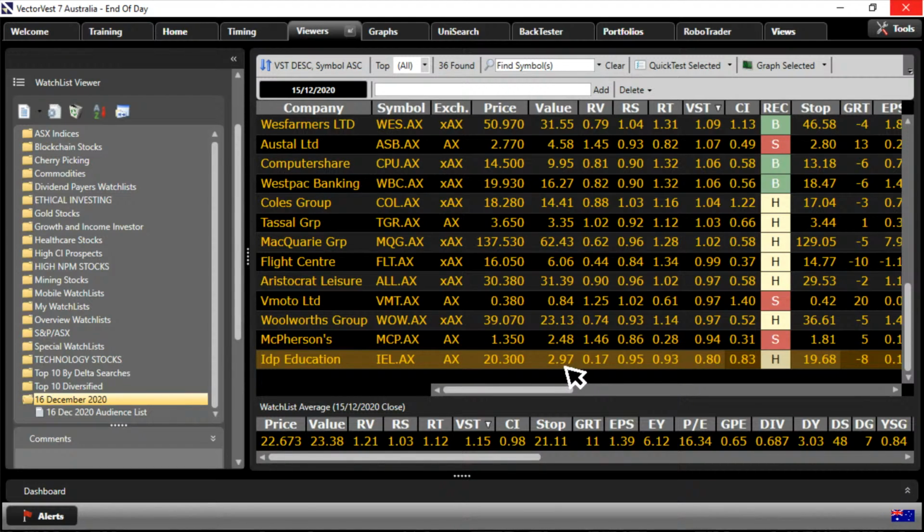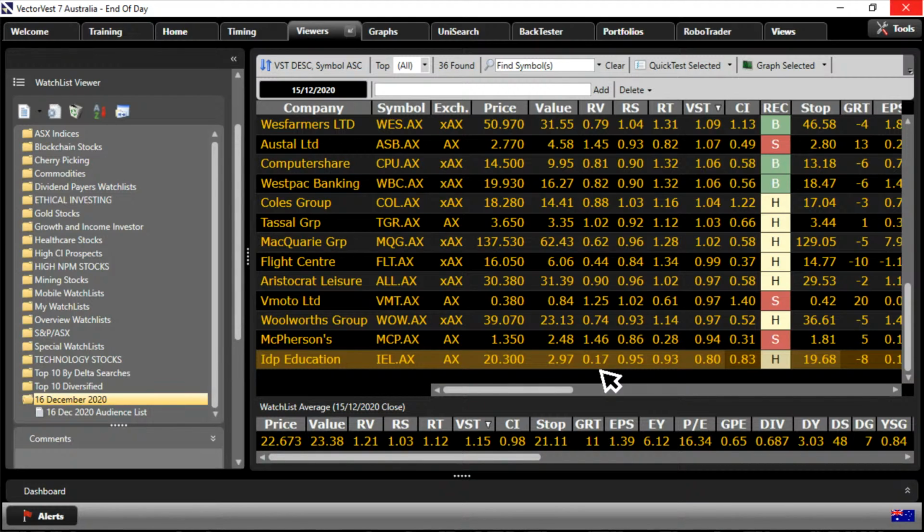This indicator, RV, is more important than price compared to value because it's looking at the long-term price appreciation potential of those given companies. So in this particular case, IDP is 0.17. There's a lot of mathematics that goes on behind it.